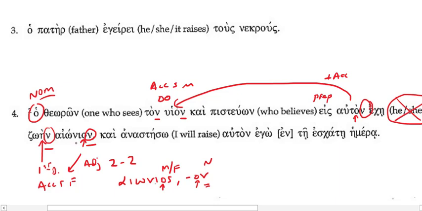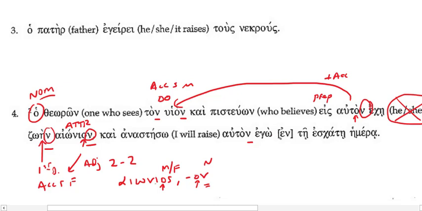And that makes us what kind of an adjective? I've got a noun that it accompanies, it agrees with in the same case, gender, and number. This is an attributive, and it's telling me what kind of life. What kind of life does this person have? Yes, an eternal kind of life. So the one who sees and believes has eternal life. Kai anastesO. Translate that. And I will raise him. I will raise him.